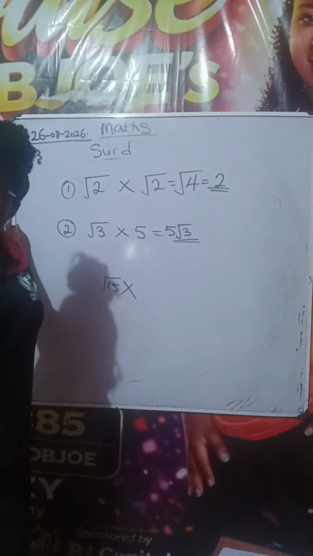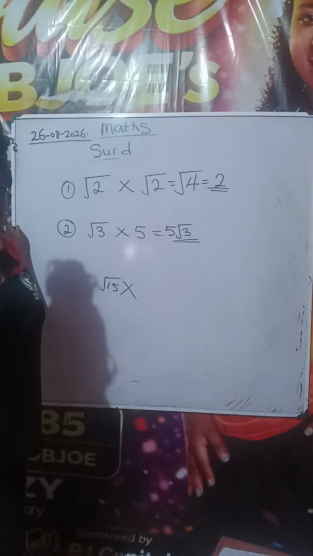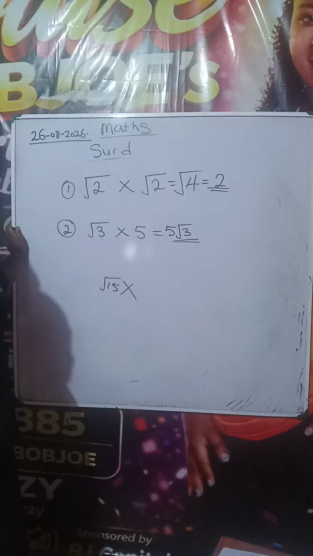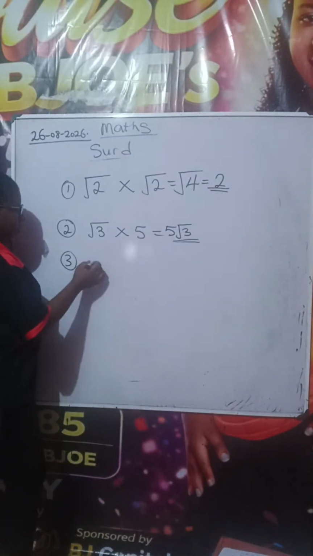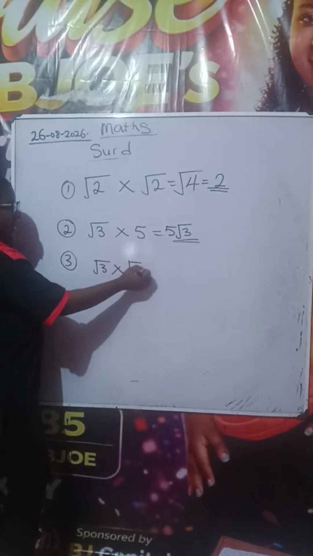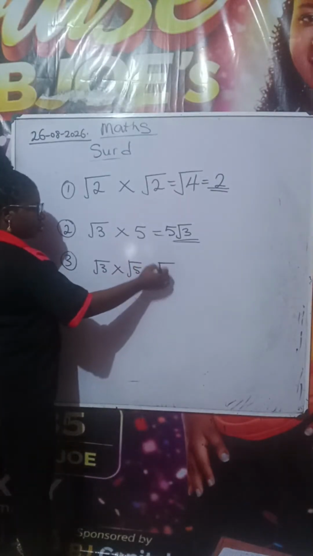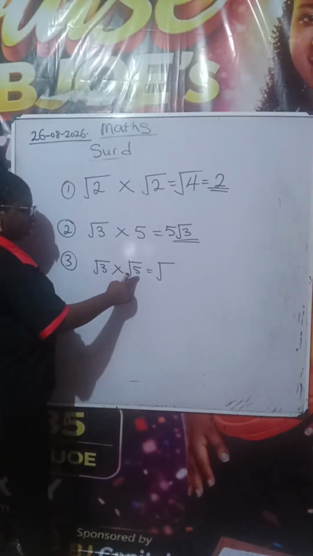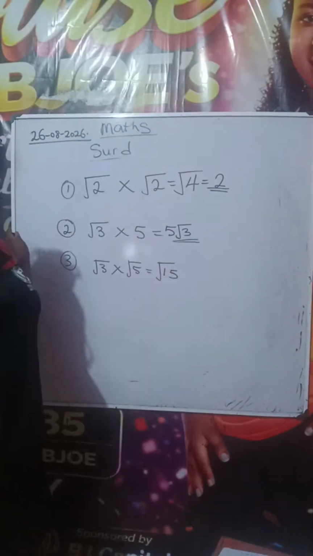Why? Because the 5 is not carrying a root. Yes, only one number is taking a root. So unless we have root 3 multiplied by root 5, where both of them are carrying a root, you pick one root. 3 times 5, we have 15. Did you see the difference?